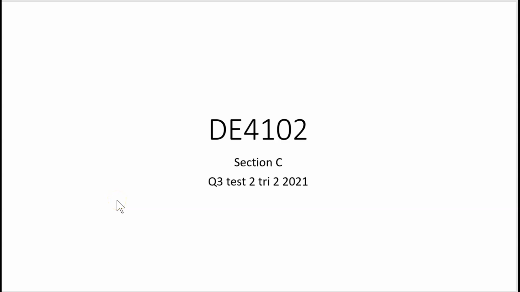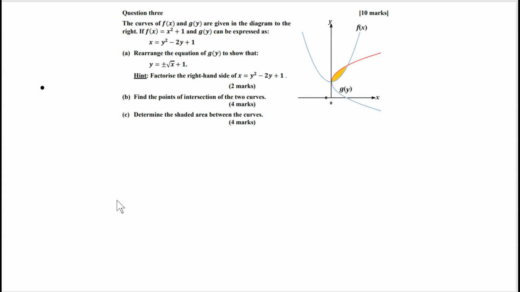This is section C, question 3. It's part of test 2 in trimester 2, 2021, but it's from an exam in 2020. So it's a fairly typical exam question. It requires a bit of work that's not calculus to start with. It then goes on to ask you to find the area, which links it into being a calculus question. Okay, so fairly common standard exam question.